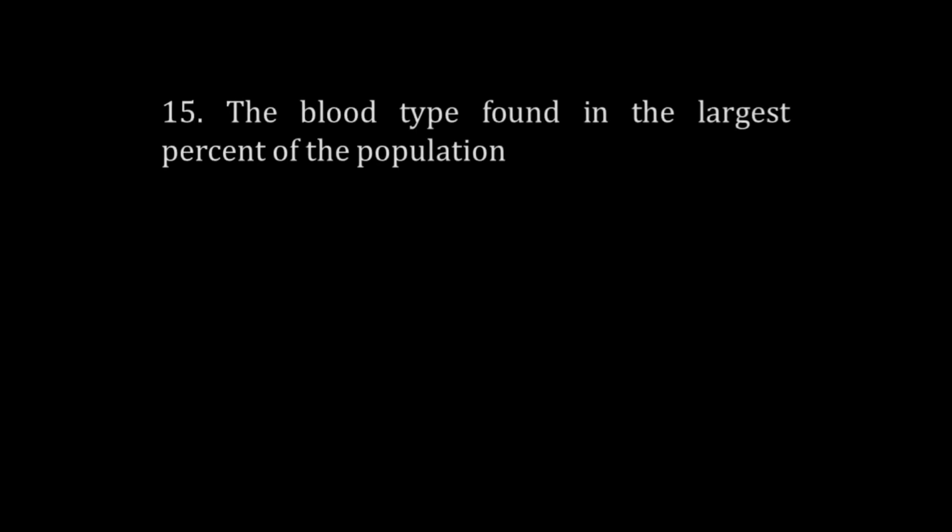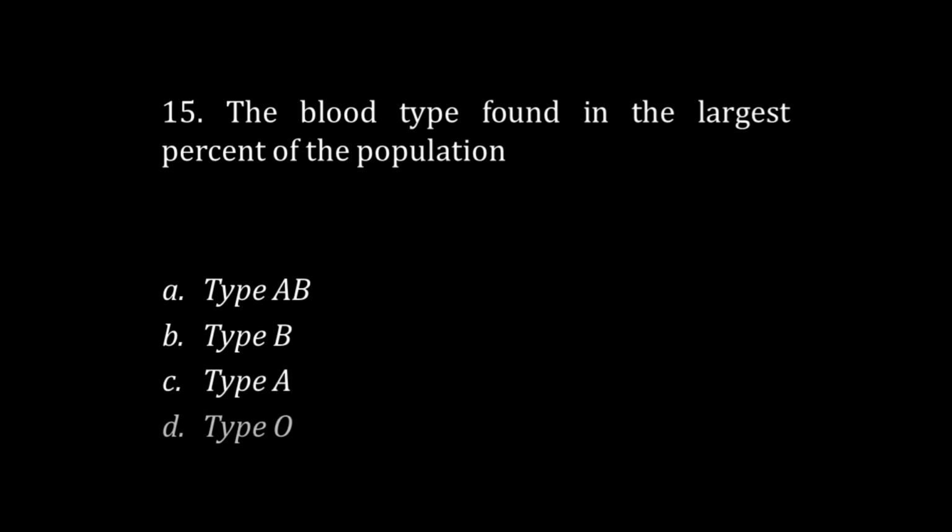The blood type found in the largest percent of the population. A. Type AB, B. Type B, C. Type A, D. Type O. The correct answer is letter D, type O.